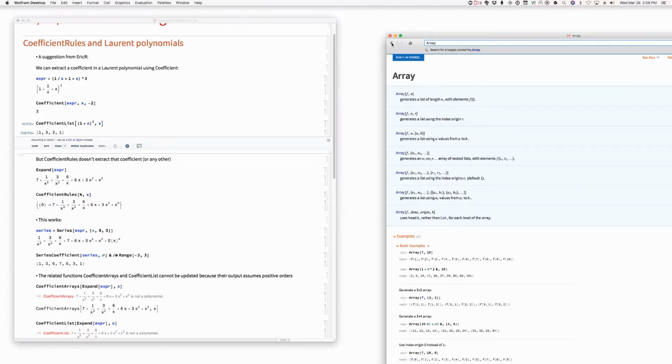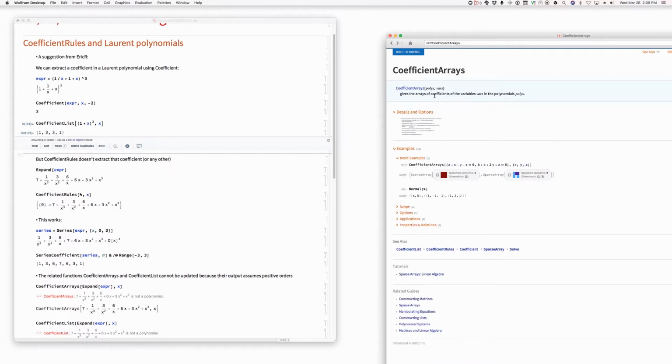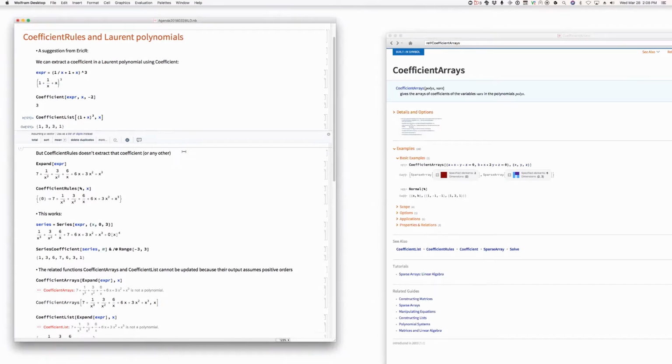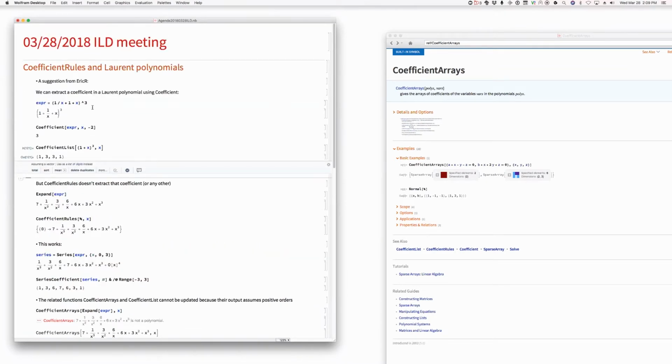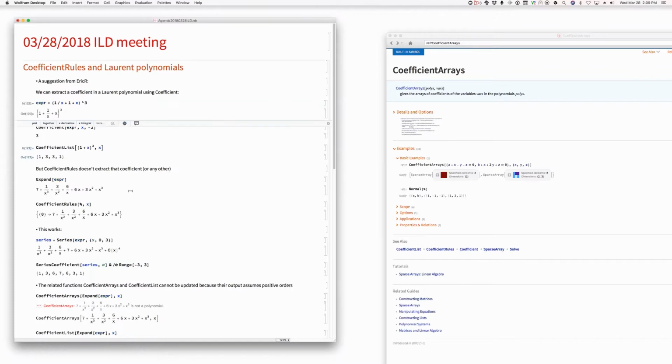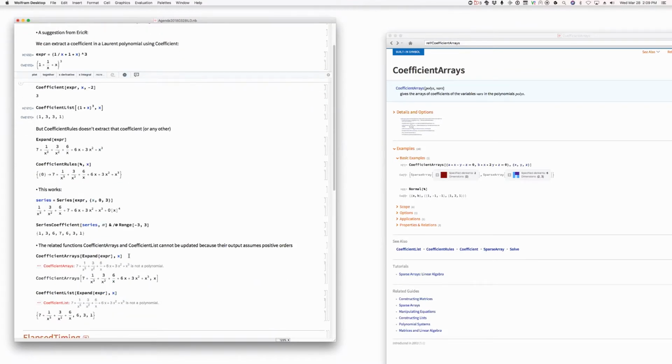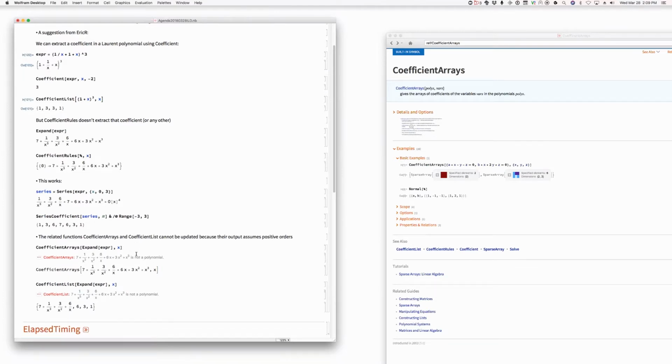I don't know whether it's particularly useful. I mean, it might be useful because right now these are zero origin arrays. Yes, this first array that you see in the example of coefficient arrays would be the array of constants. So yes, with that additional argument, we could extend this.